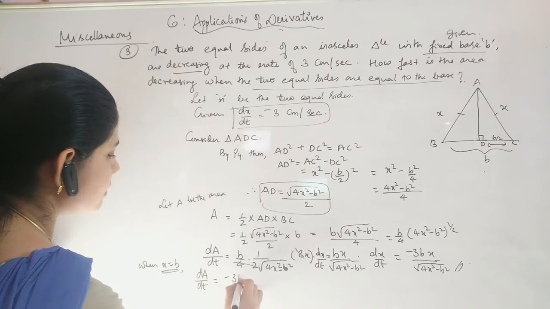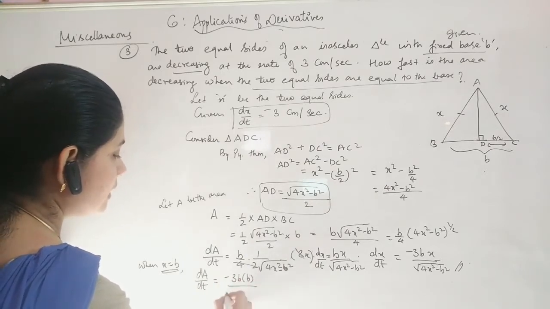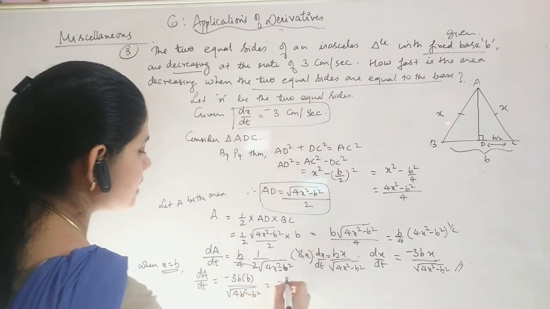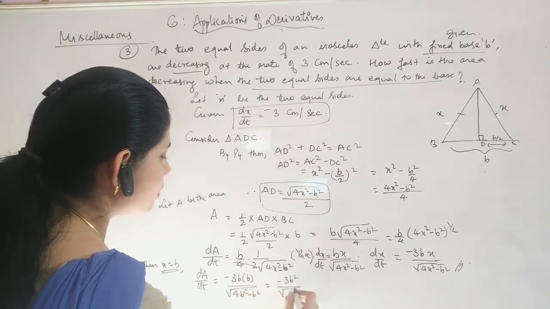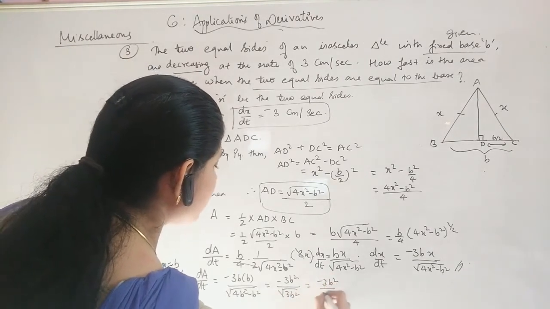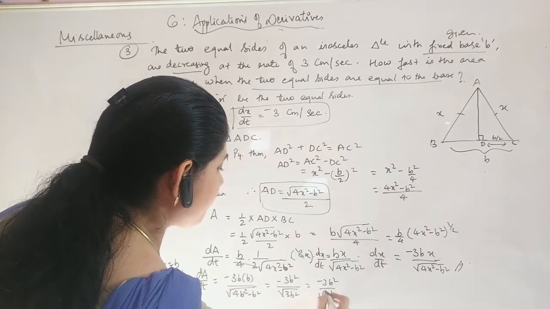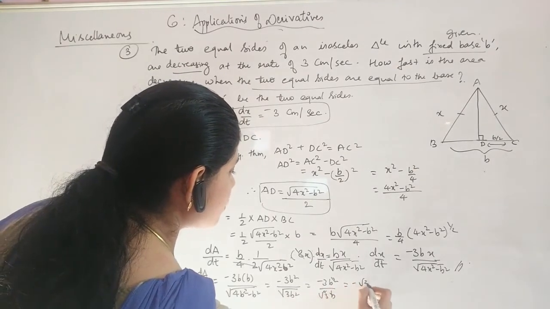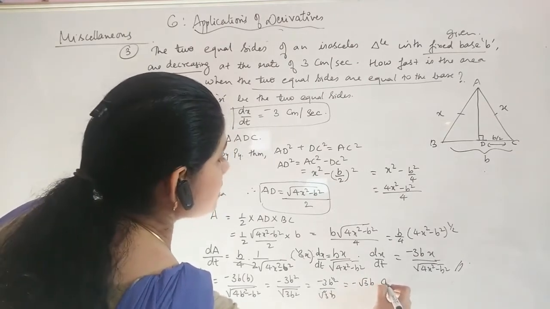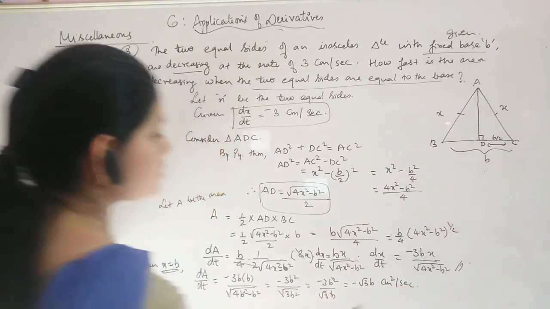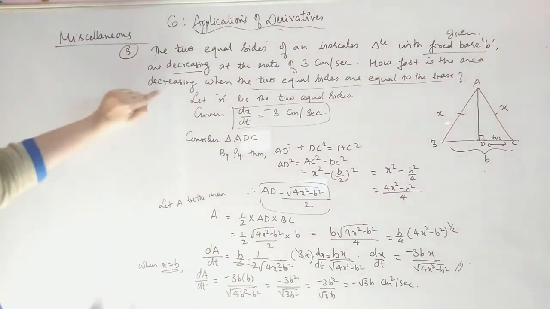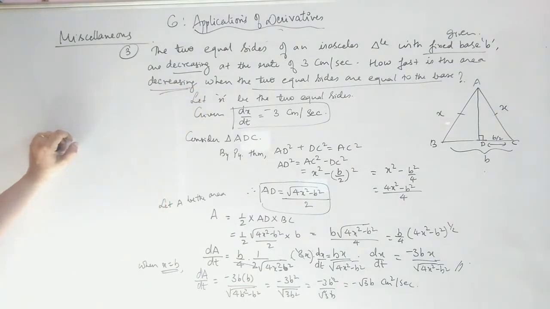Replacing x with b, then root of 4b square minus b square, which is minus 3b square divided by root of 3b square, or minus 3b square by root 3b. So here it is minus root 3b, and the unit is centimeter square per second. Here you can see that you are getting a negative value.